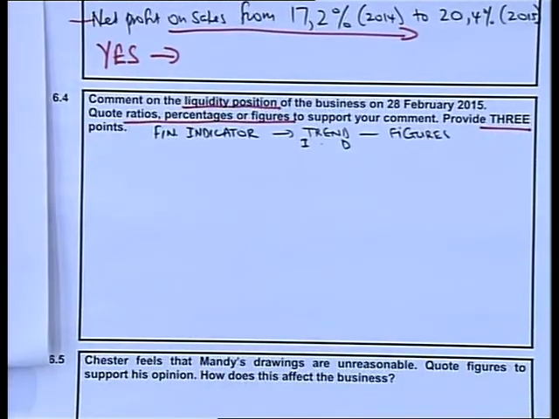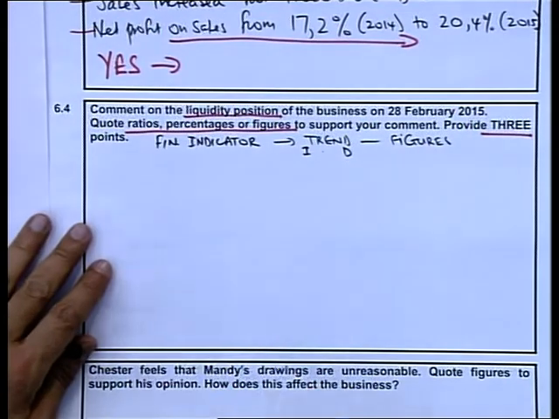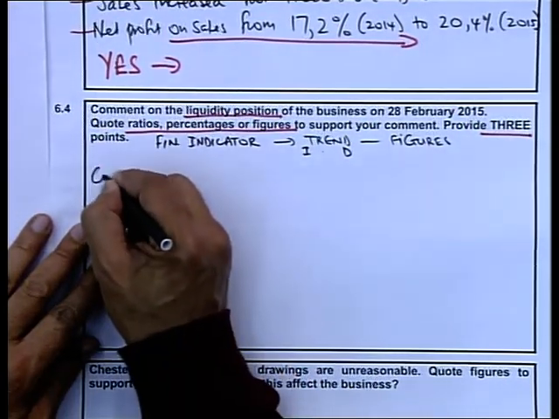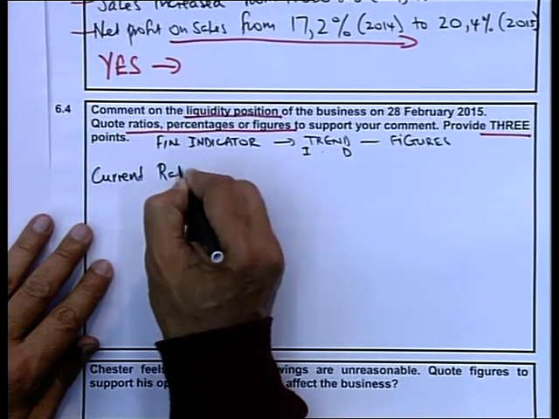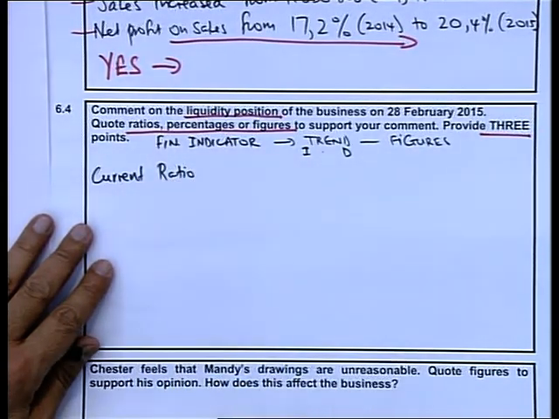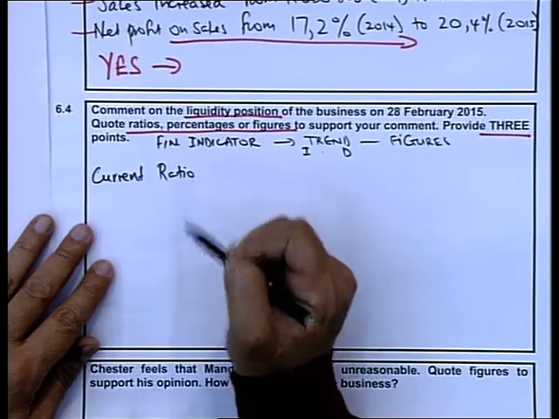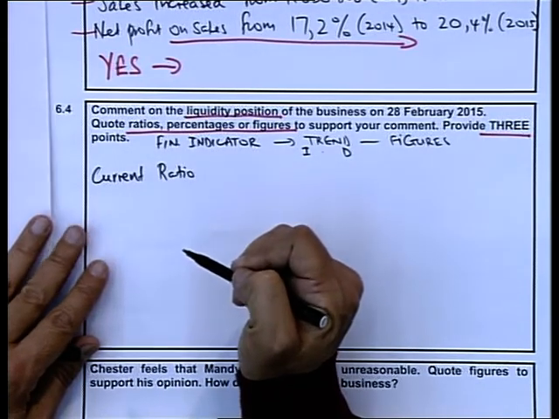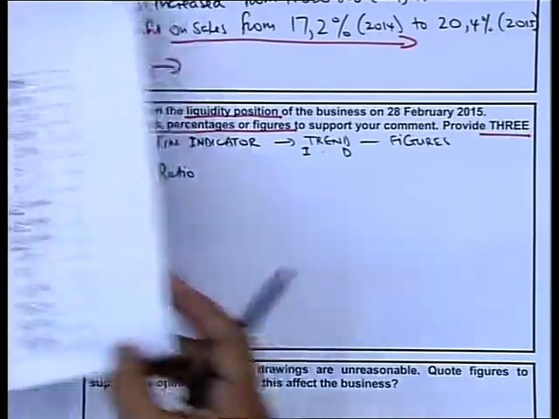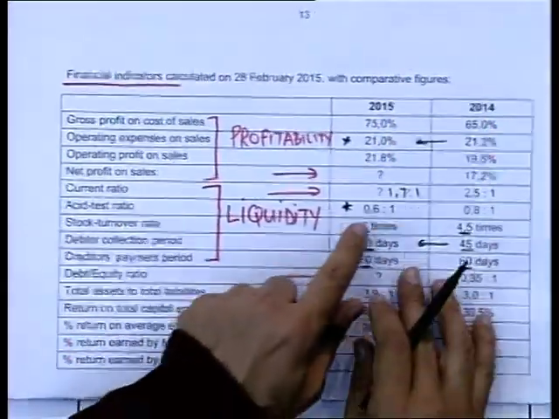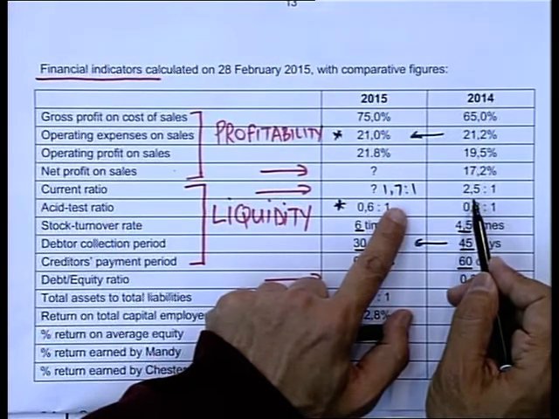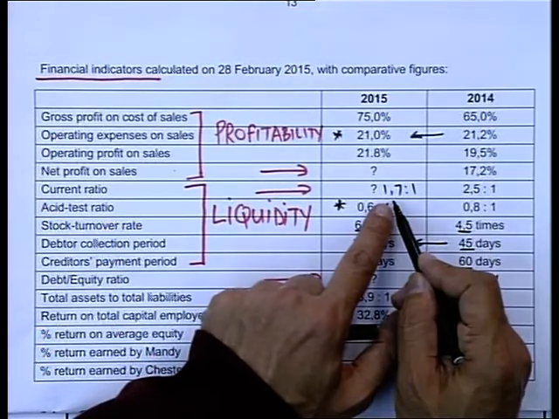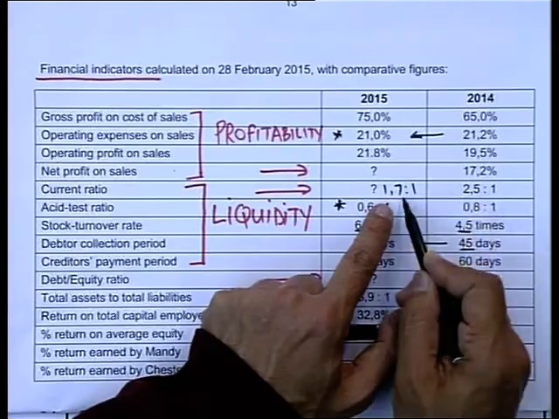So we're going to start with the first one, the current ratio. What did I do now? I identified the financial indicator I'm going to talk about. Then in the information, there's the current ratio. In 2014 it was 2.5. In 2015 it's 1.7. There's a decrease.